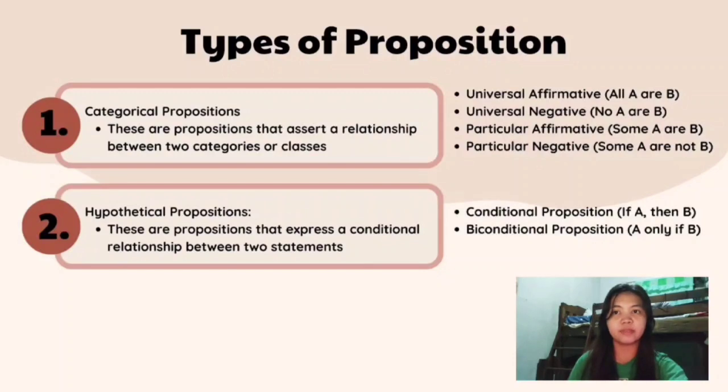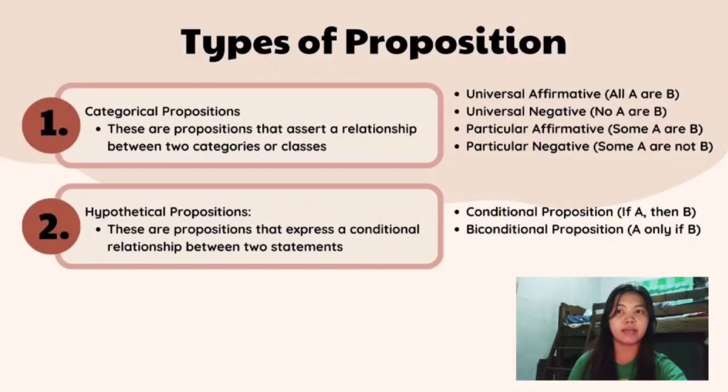The next one is hypothetical propositions. These are propositions that express a conditional relationship between two statements. They can be of two types. The first one is conditional proposition, or if A, then B. It is a hypothetical proposition that asserts that if statement A is true, then statement B must also be true. For example, if it rains, then the streets will be wet.